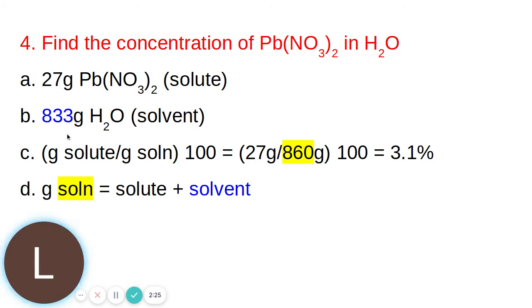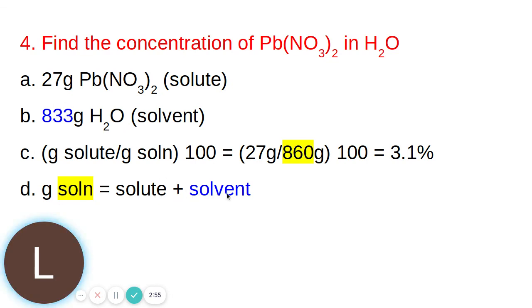I needed to add the two together, the solute plus the solvent, in order to get my solution. So 27 grams of my solute, which is the lead nitrate, over 860 grams of water plus lead nitrate, so the solution of both of those added together. And then we multiply it by 100 to get a percent. So that's how we got 3.1%. Again, the solution that we got here, the 860, came from adding the solute and the solvent together.